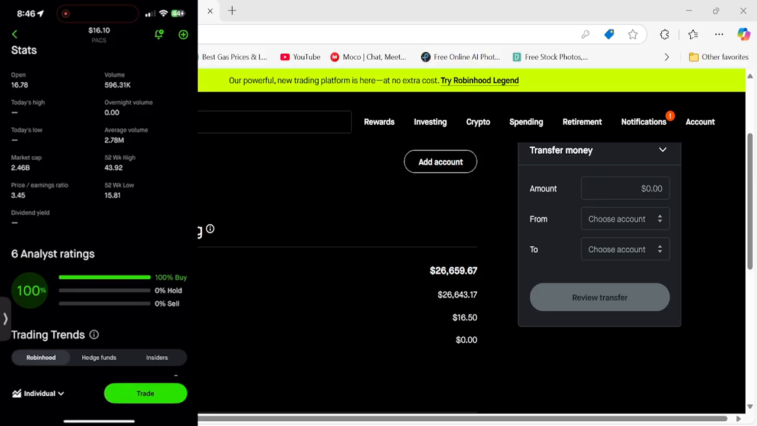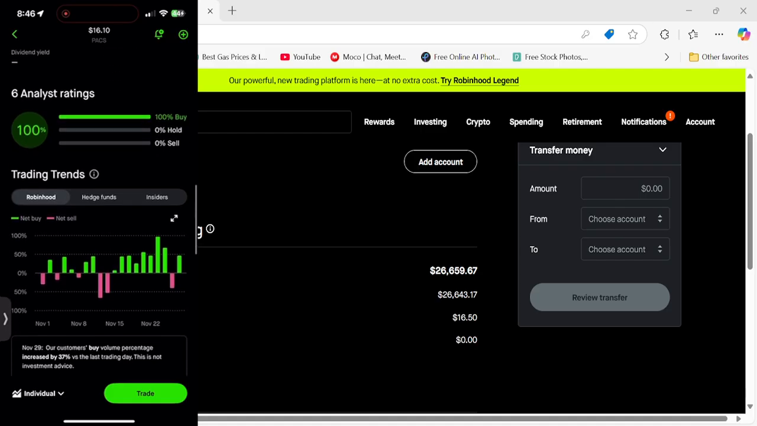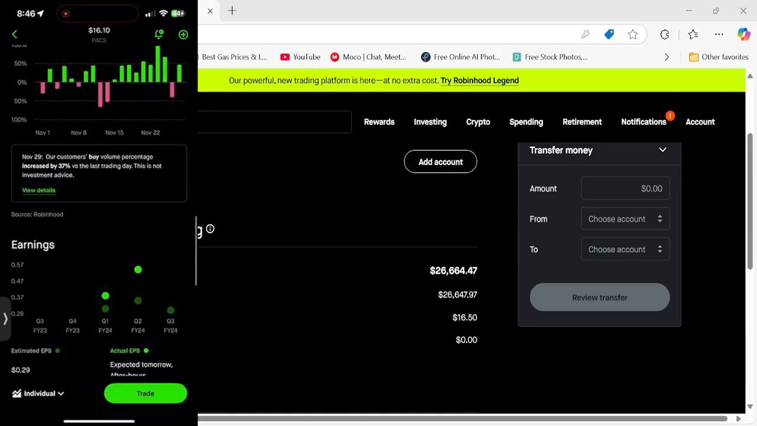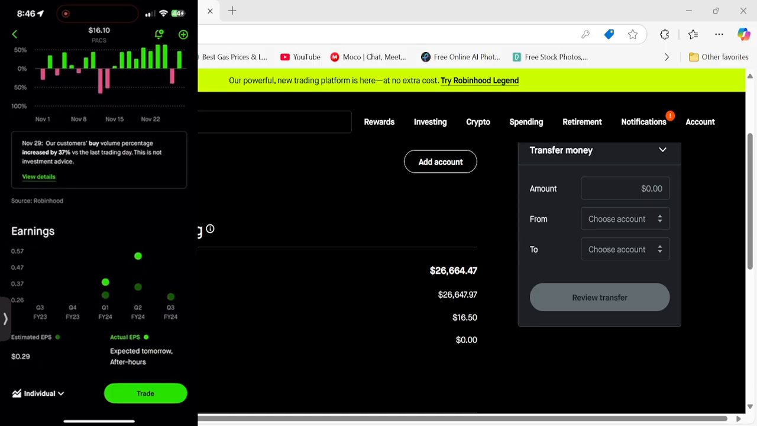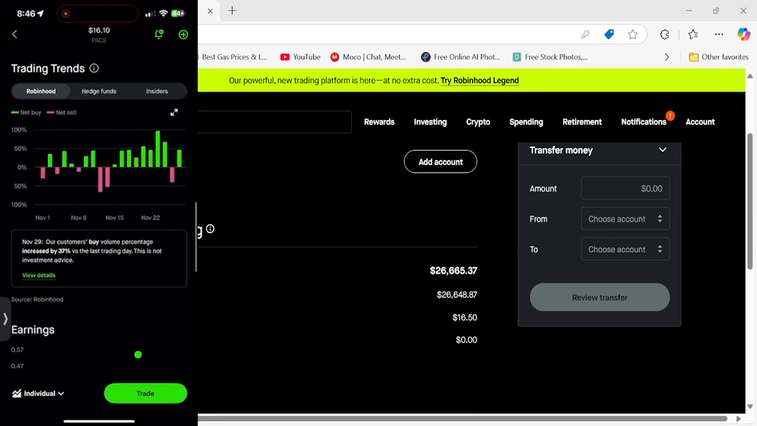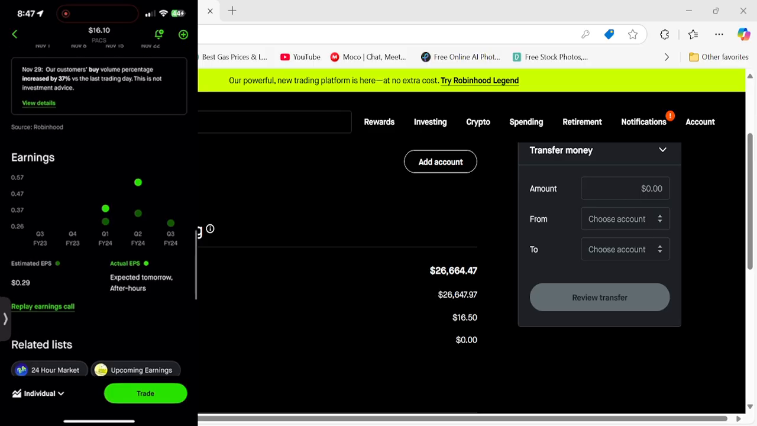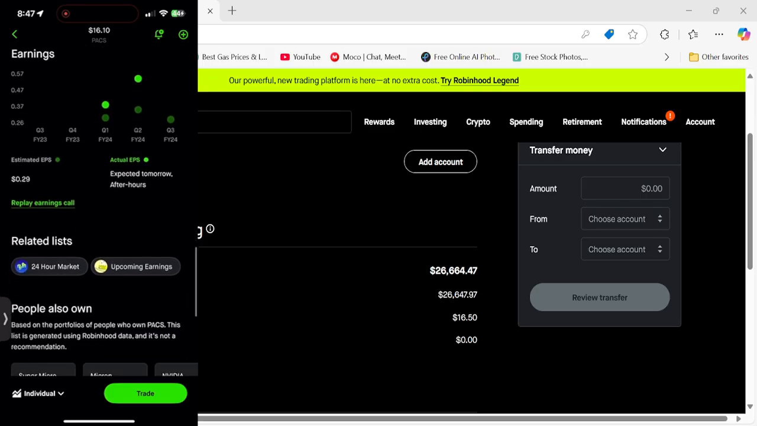Their average volume, I guess, would be per day right here, 2.78 million per day they handle. It says that 100% of the people buy this stock. Yes, 100% buy. It says the customers buy percentage increased. I bet it did after it fell 37% in the last trading day. So because this is 100% buy, like this is a for sure win stock, then 37% increase. It says right there on November 29th since the last trading day.